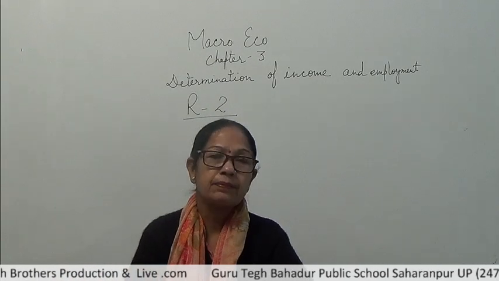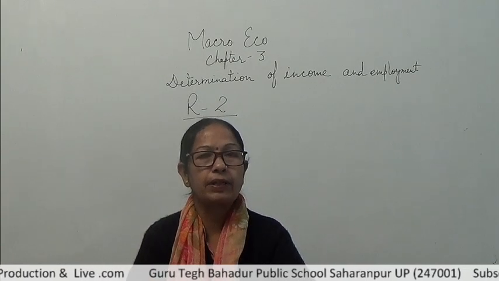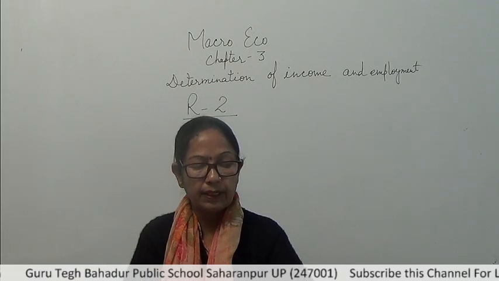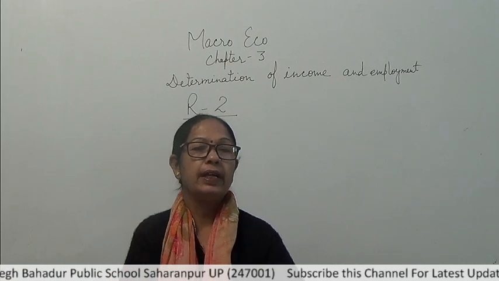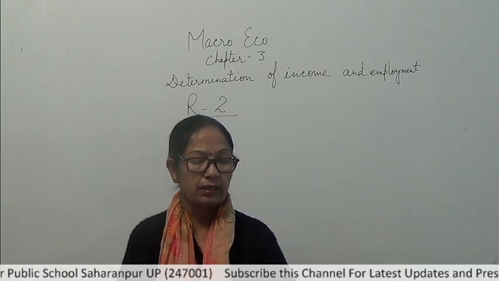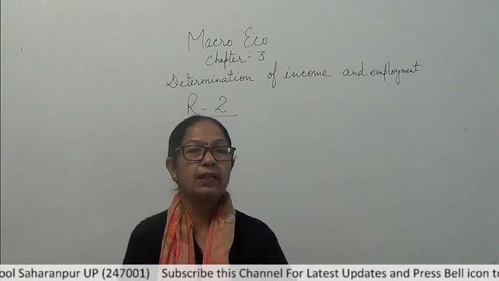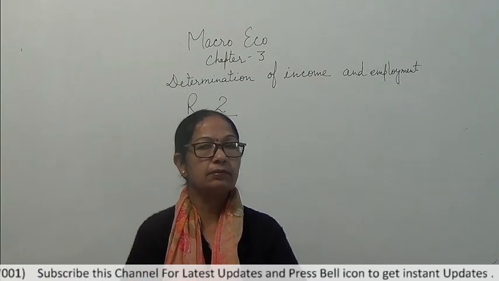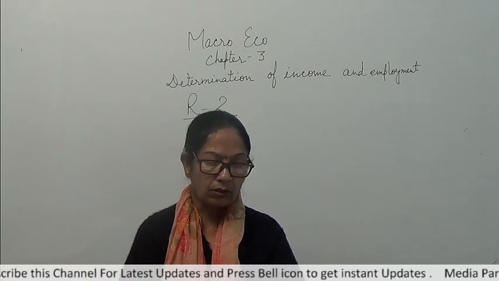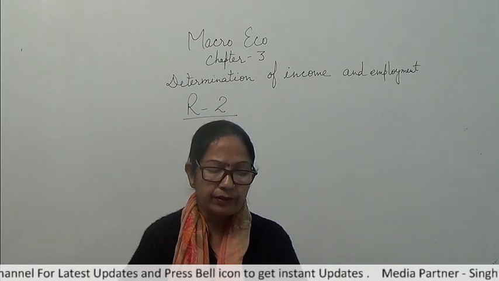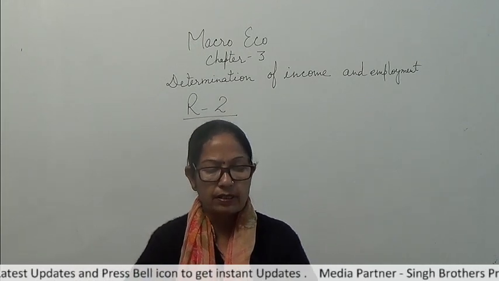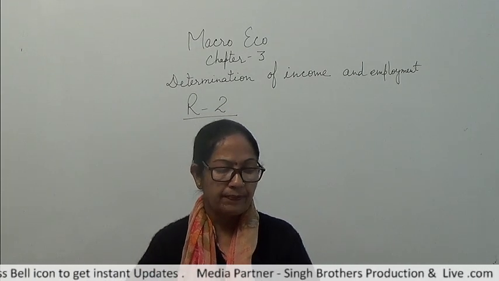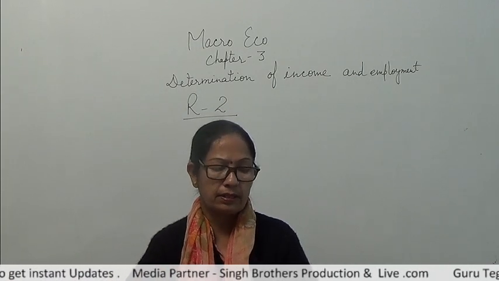Then investment. Investment refers to addition of capital stock, existing stock of physical assets like new buildings, machinery, and change in inventories. Investment function, it is the behavior of investment corresponding to different levels of income or employment. Then autonomous investment, it refers to investment which is made irrespective of level of income. It is generally done in government sectors.